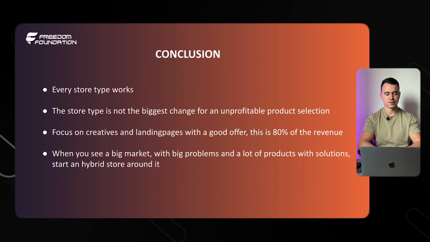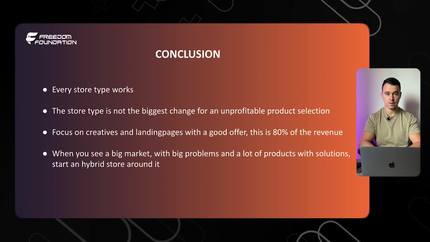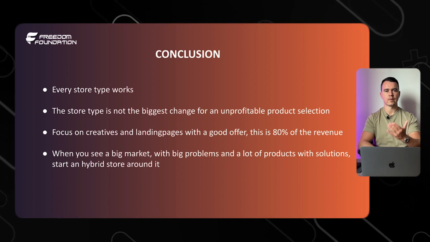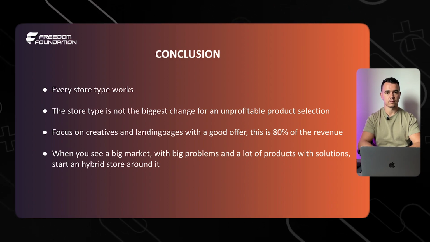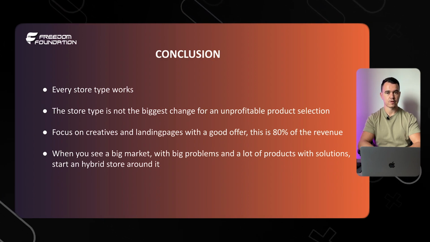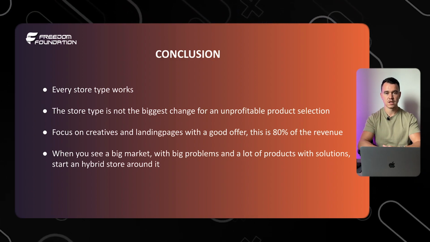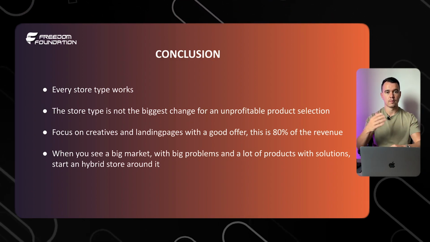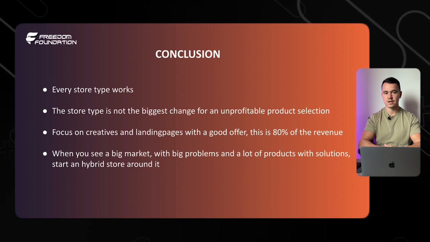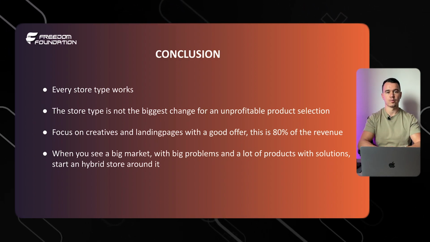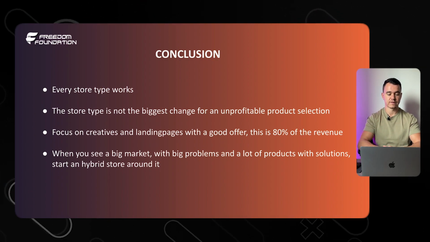Well, when you see a big market with big problems and a lot of products with solutions, yeah, start a hybrid store around it. I think this is very smart. So if you notice a lot of people right now are biohacking, for instance, let's say the ice bath hype. Well, a lot of products can be sold in that niche around biohacking, but you start with the ice bath, you try to sell it, and you upsell a lot of products that are complementary to the ice bath. Or for biohacking, you can do all natural and biological products for skincare for women, for instance. I think this is very smart to do with these kinds of hybrid stores.